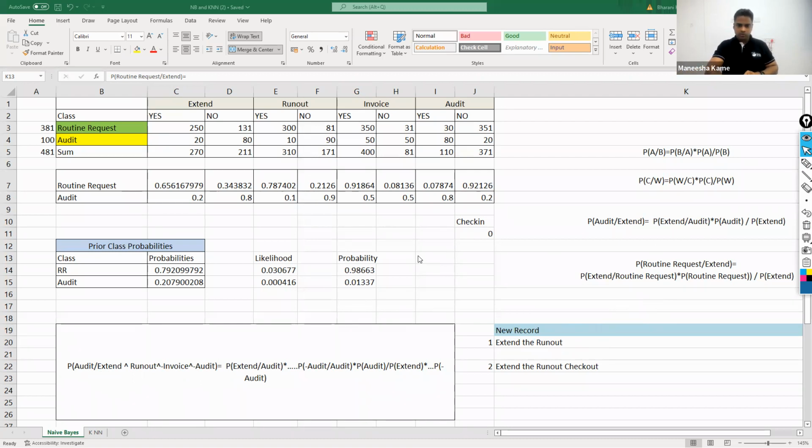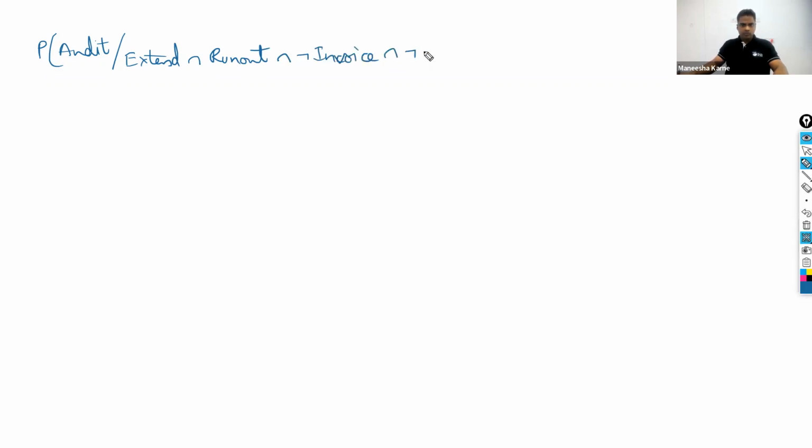Okay. So what is the probability that a given request is audit, given that it has the word extend and it has the word run out and it does not have the word invoice and it does not have the word audit? So how do you write this?